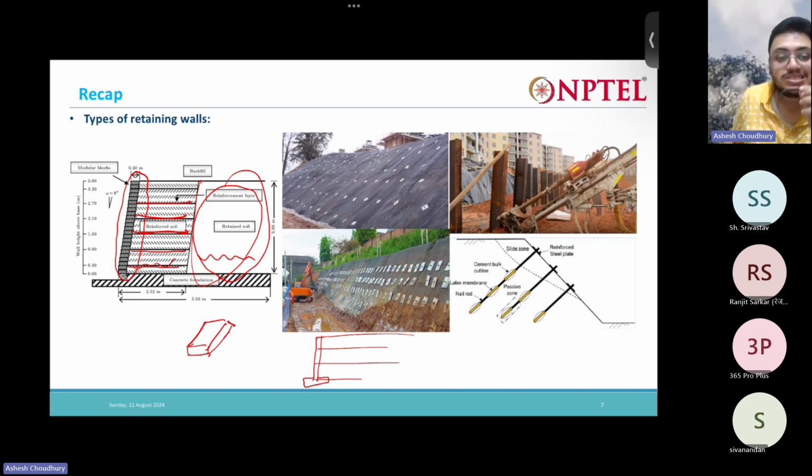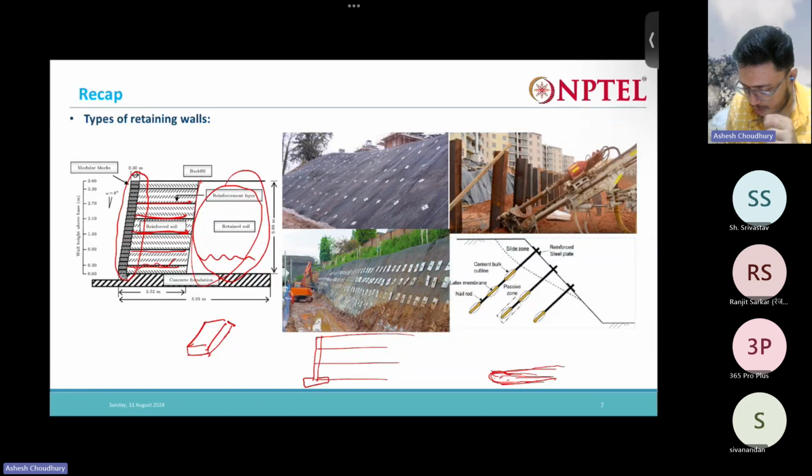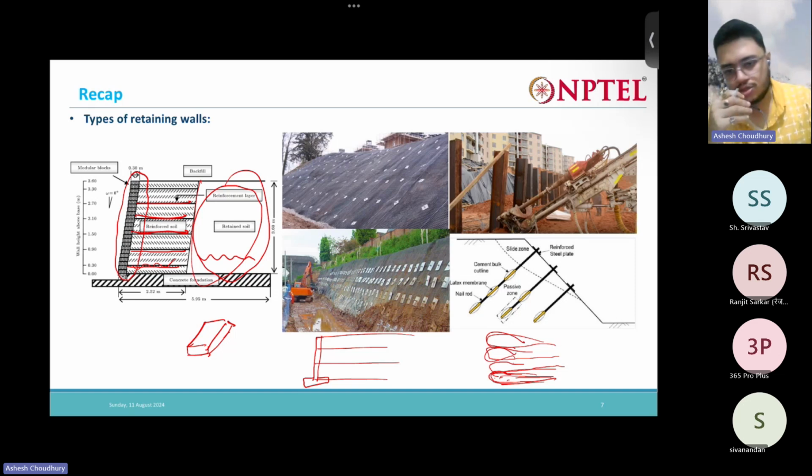Where we use geotextiles to reinforce the soil. You have one layer of geotextile, you fill the soil, then you put one more geotextile, you fill the soil, one more layer like this, and you just wrap it around. This is the wrap around structure. We will solve some problems also later, so we will be able to clearly visualize that. So this is the one thing.